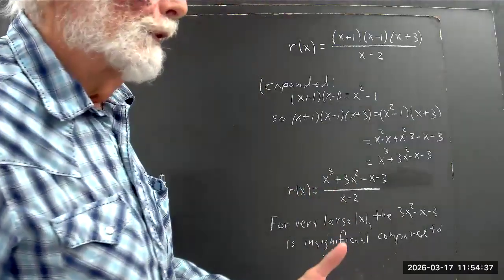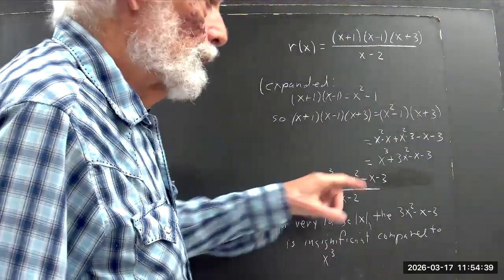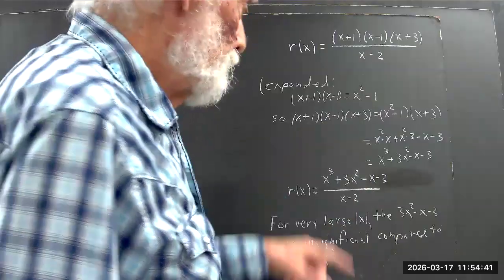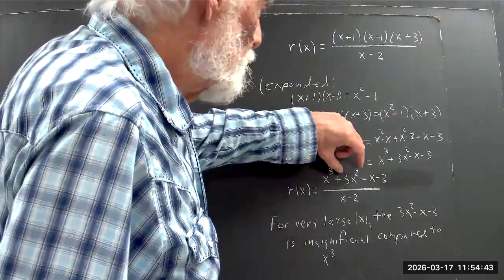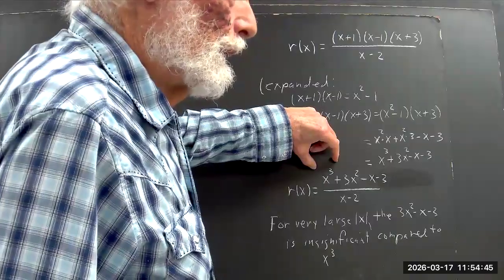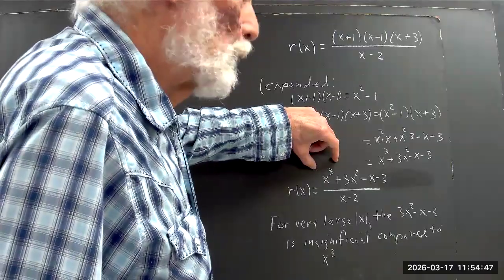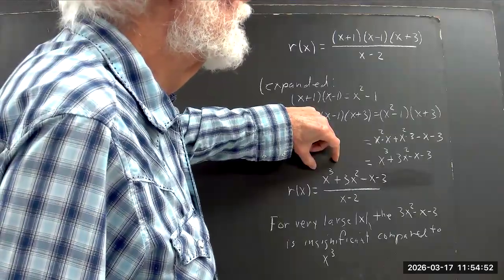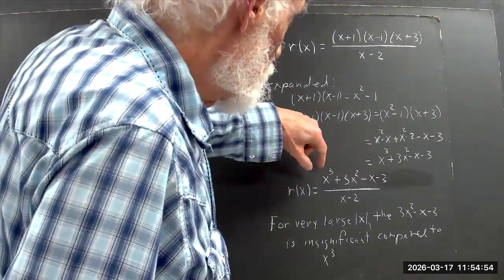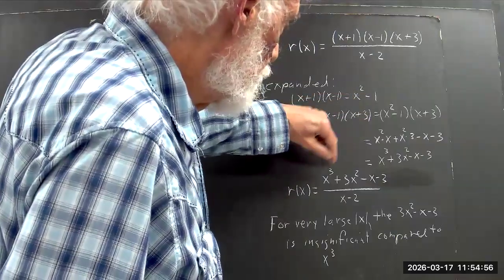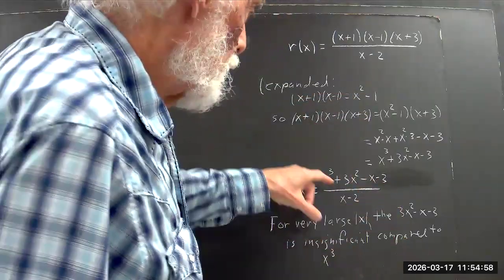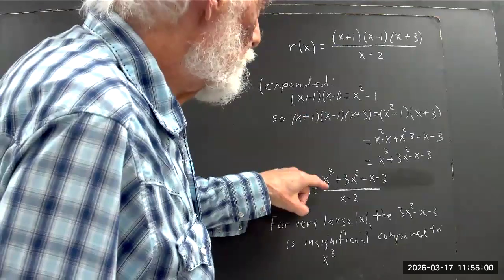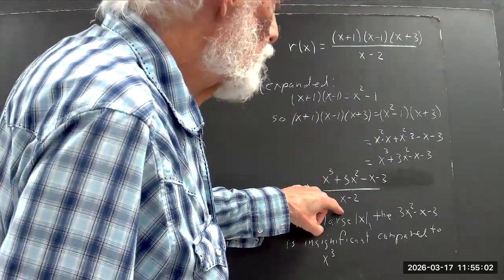Now you can convince yourself of that. You can put larger and larger x's in here. You can put 1,000 in and see what percent this is of this. Okay, turns out it's 0.3%, I think. No, 0.03%, sorry. You figure it out. It's a very tiny fraction. So this thing is practically equal to x cubed over x.